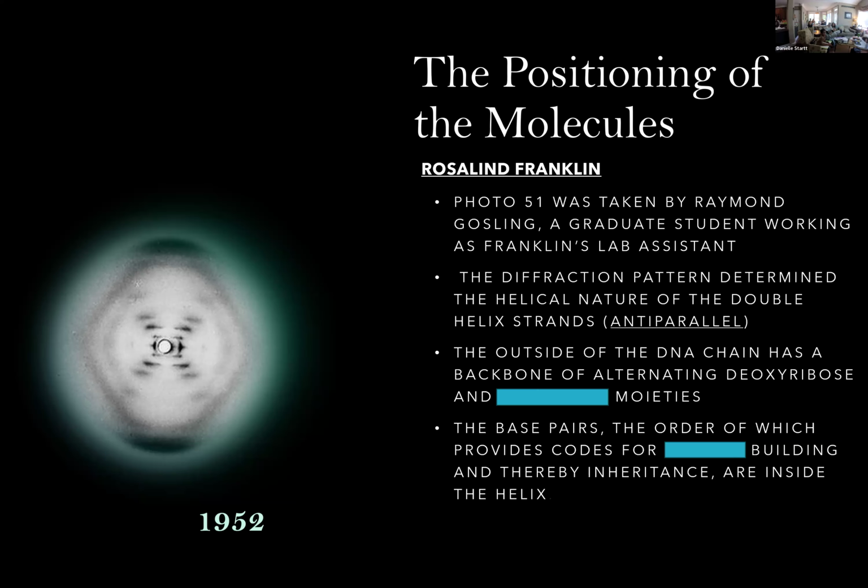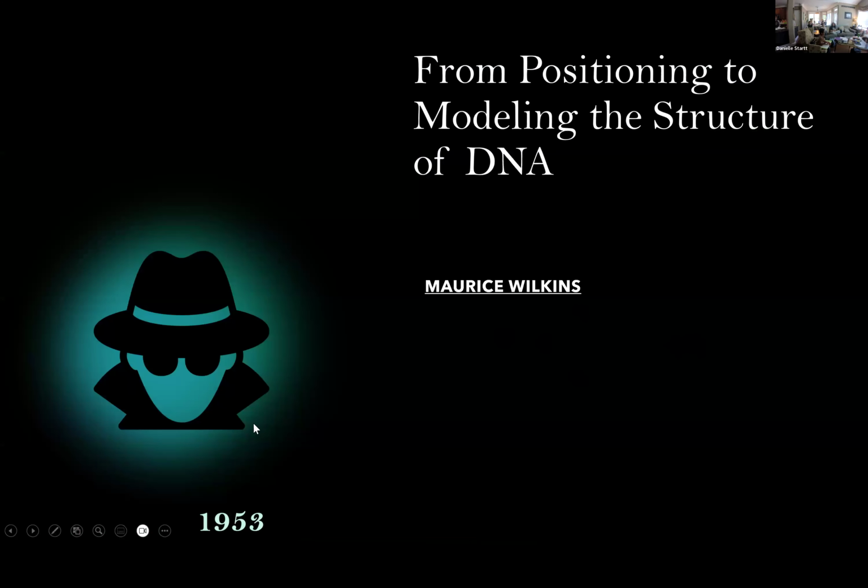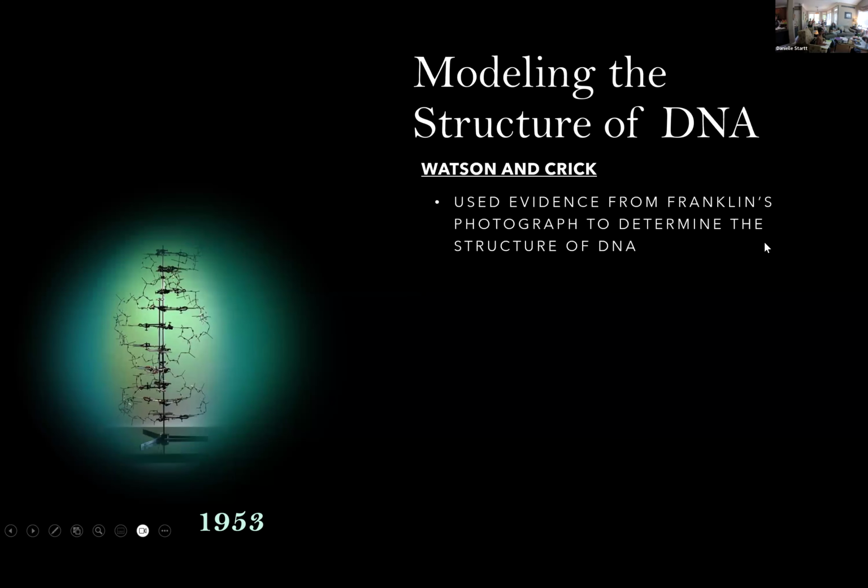So the backbone of DNA is composed of deoxyribose and phosphate groups, okay? The base pairs, the order of which provides codes for the what building? What do we build? We build proteins, right? And thereby inheritance are inside the helix. There's Rosalind, poor Rosalind, 37 years old. Maurice Wilkins, our spy from now on. And then Watson and Crick using their evidence from Franklin's photograph to determine the structure of DNA.